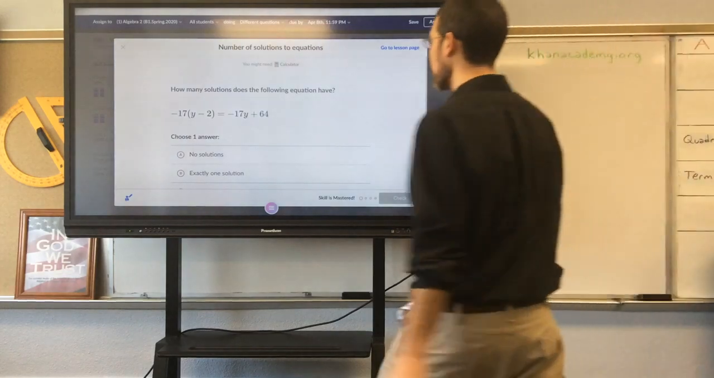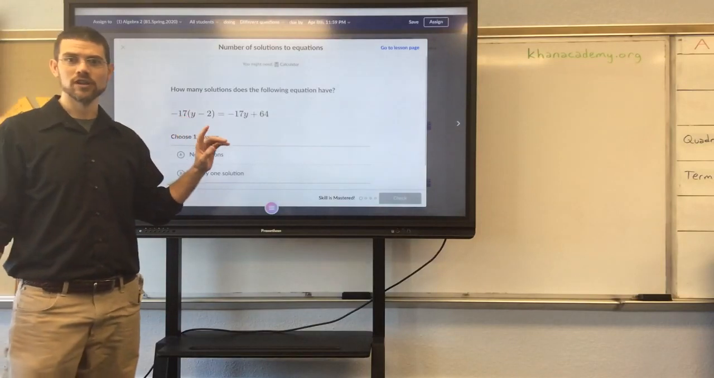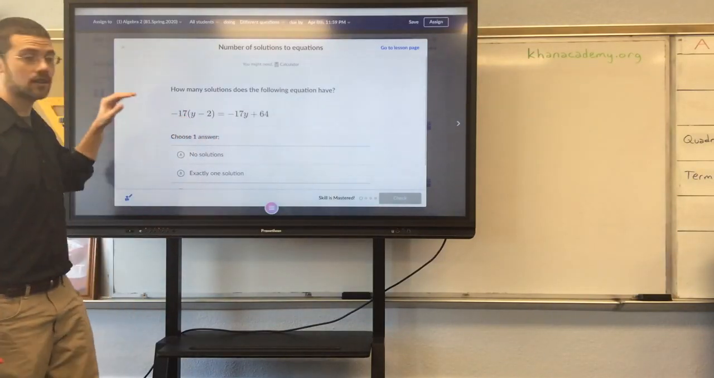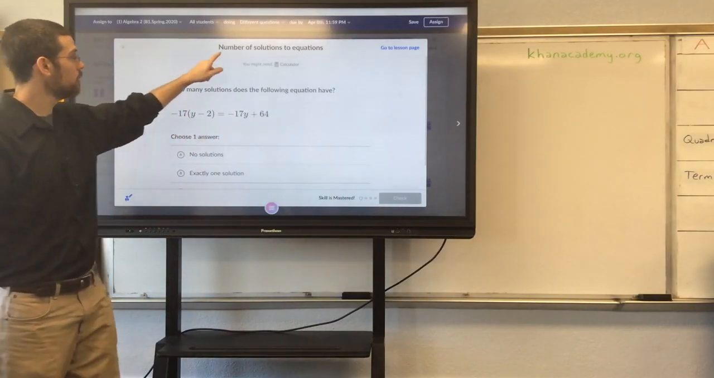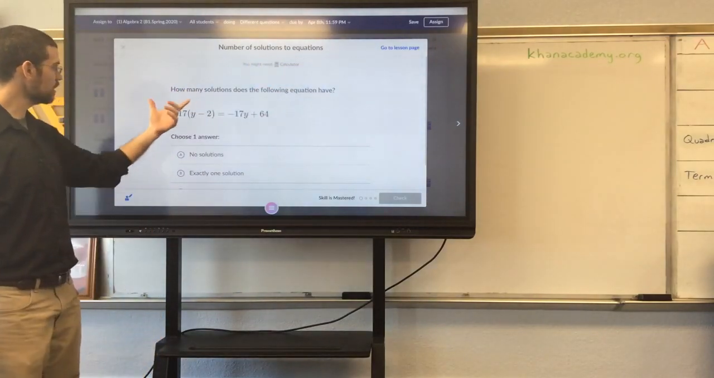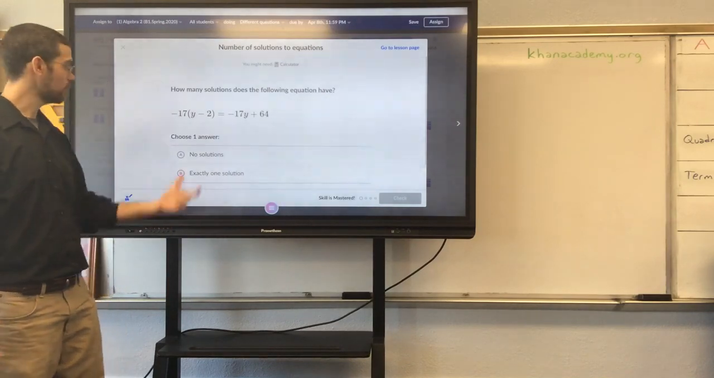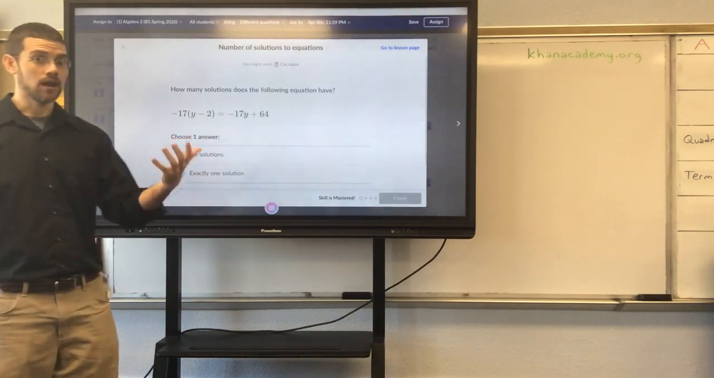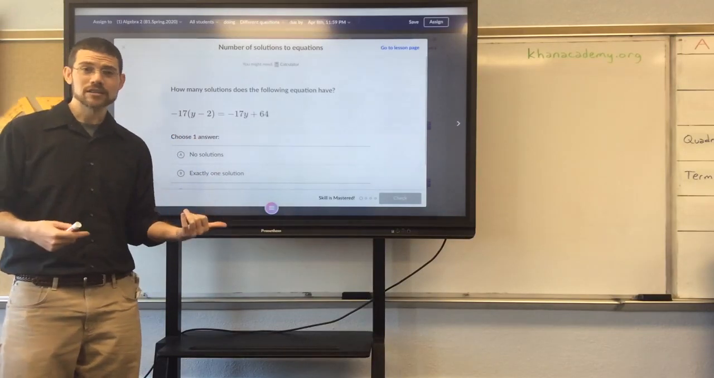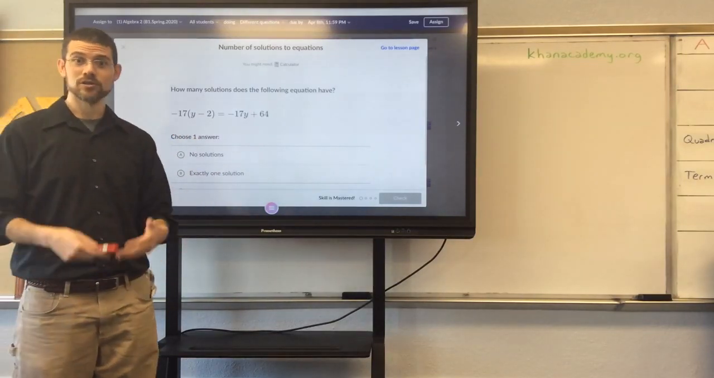Welcome back. We're in Algebra 1. We're looking in the unit on solving equations and inequalities, and this problem set is titled Number of Solutions to Equations. So they ask questions like this. How many solutions does the following equation have? Here's the equation.